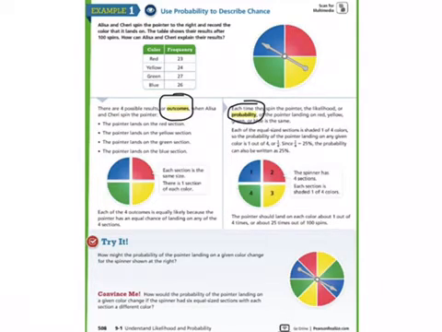Now look at the try it question and the spinner that goes with that. How is this spinner different from the spinner in example 1?